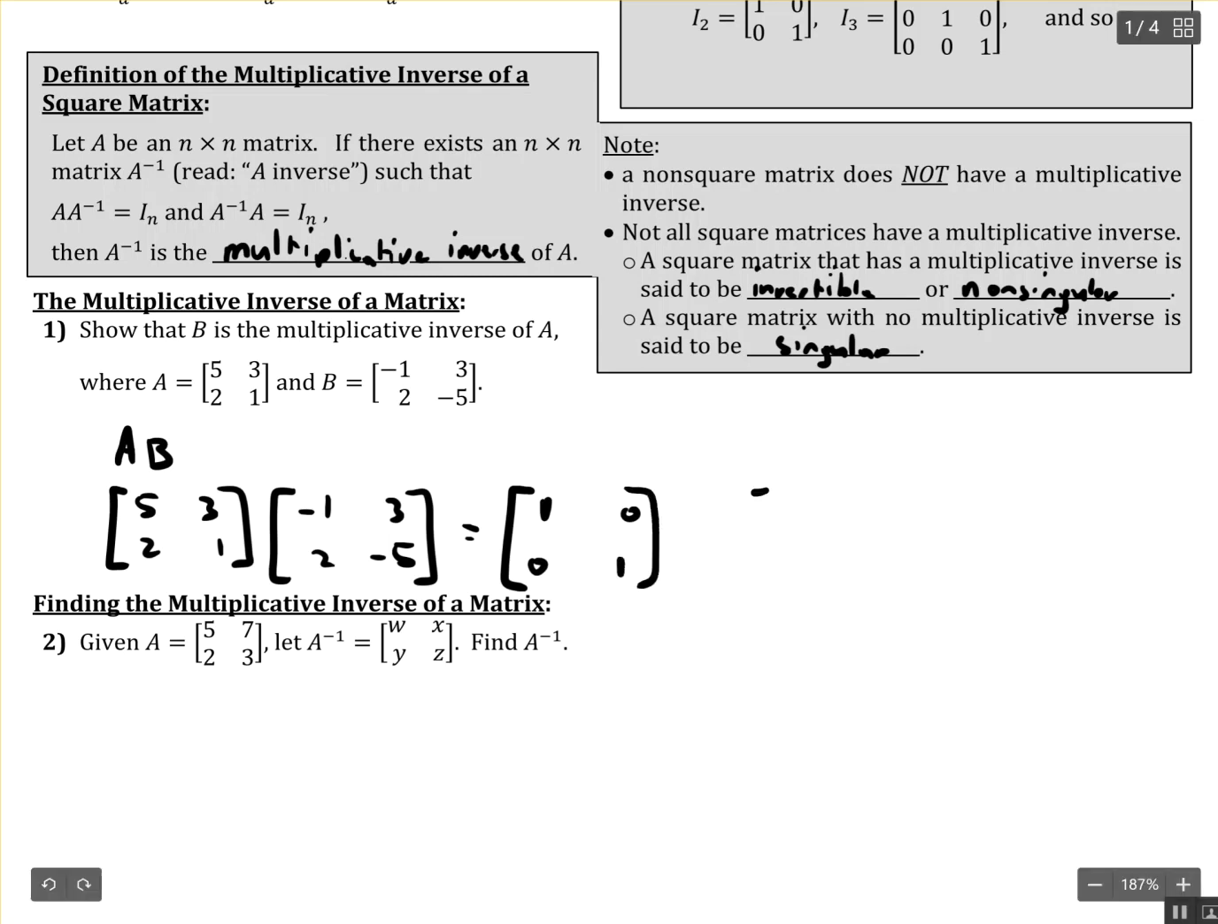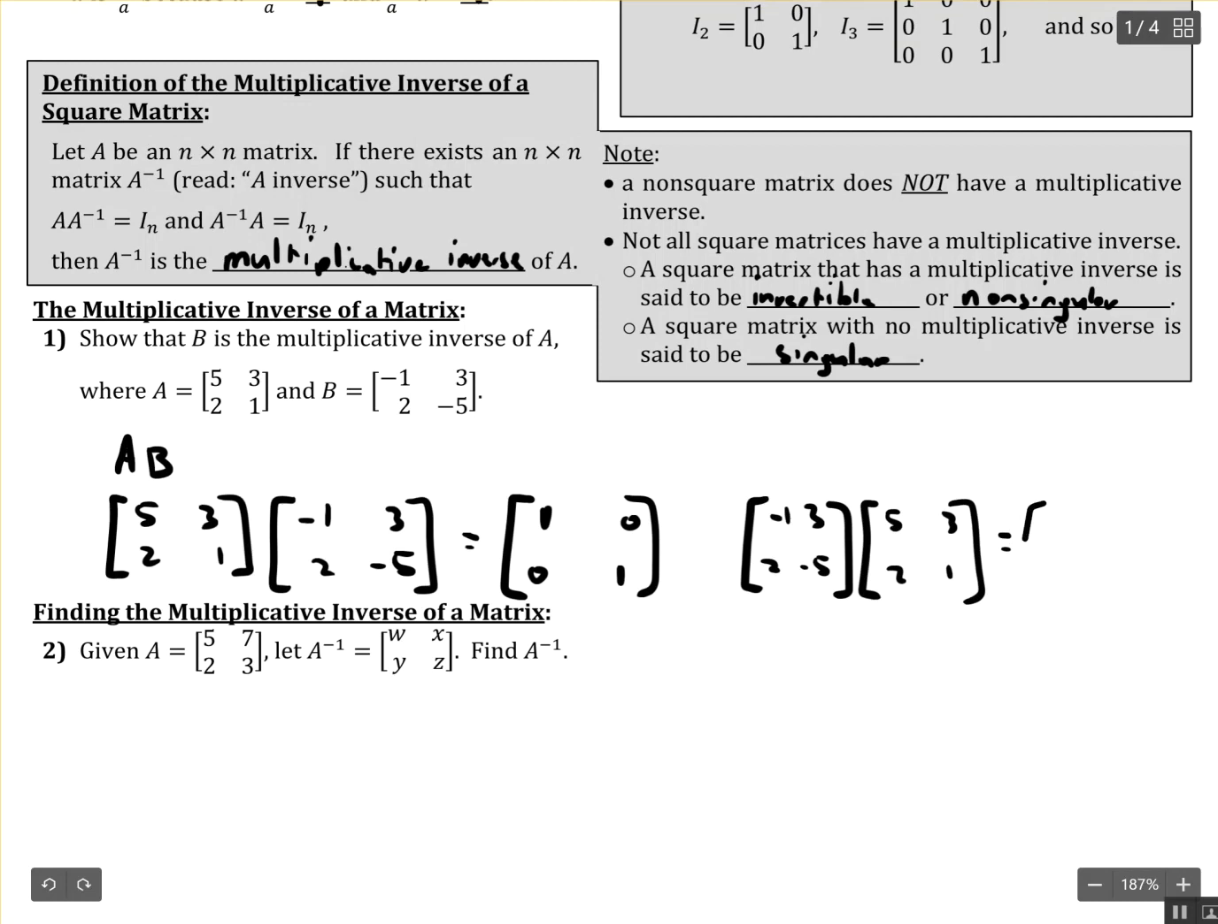Now I need to do it both ways, so let's check the other way. So -1, 3, 2, -5 times 5, 3, 2, 1. When I multiply these, again, the same thing should happen. -1 times 5 plus 3 times 2 does give me 1. -1 times 3 plus 3 times 1 gets me 0. 2 times 5 minus 2 times 5 gets me 0. 2 times 3 minus 5 gets me 1. So indeed, they are inverses of each other. And notice B is A inverse, but you could also call A B inverse. So the inverse of the inverse gets me back to where I started.